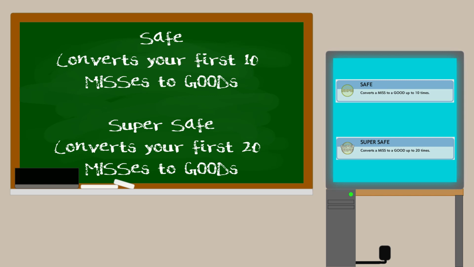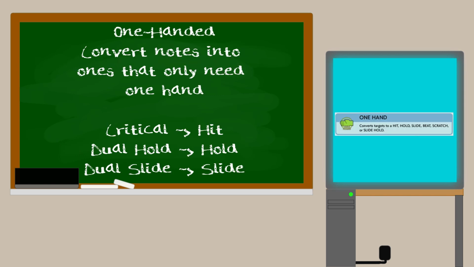There's a more advanced version called Super Safe, which is the exact same thing except it works for 20 misses instead of 10. Next up, there's the one-handed item, which converts everything to, as the name implies, something that can be done with only one hand. So that means that all criticals become hits, all dual holds become regular holds, and all dual slides become regular slides. However, because these notes are being changed, it also reduces the amount of points you get from them, reducing your overall maximum score. This won't, however, reduce your ability to pass a song, because the only thing that gets reduced is the point value, not the groove gauge effect.